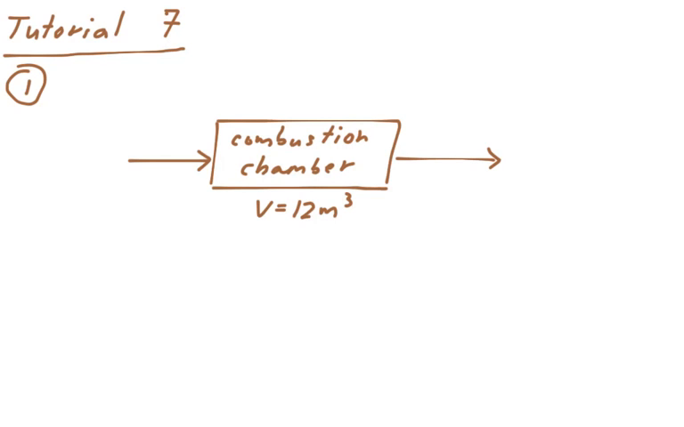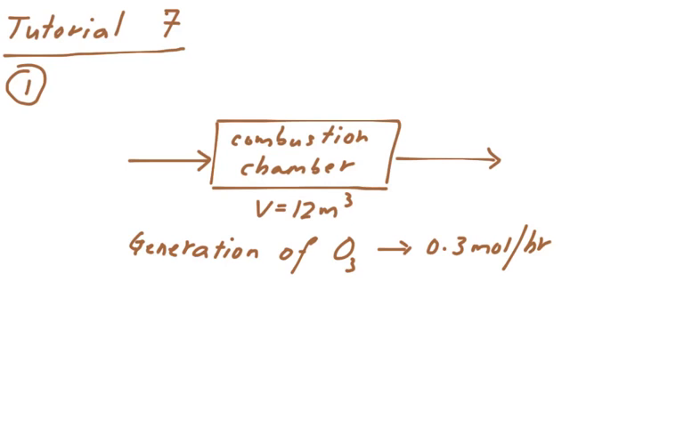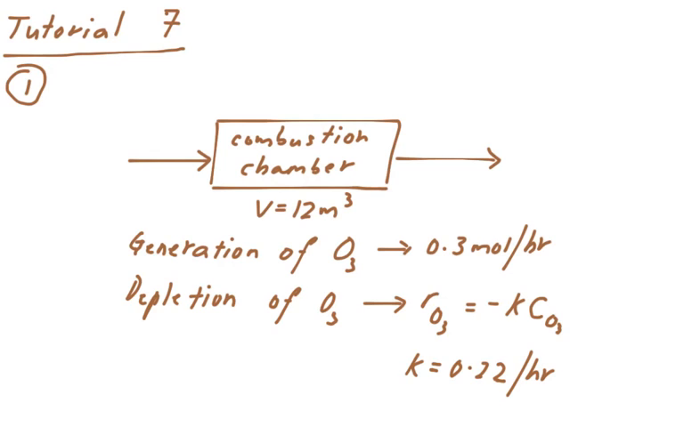A 12-meter cube combustion chamber in a power plant is generating ozone at a rate of 0.3 moles per hour. Simultaneously, ozone decomposes via the following first-order reaction. The rate constant for the depletion is given as 0.22 per hour.